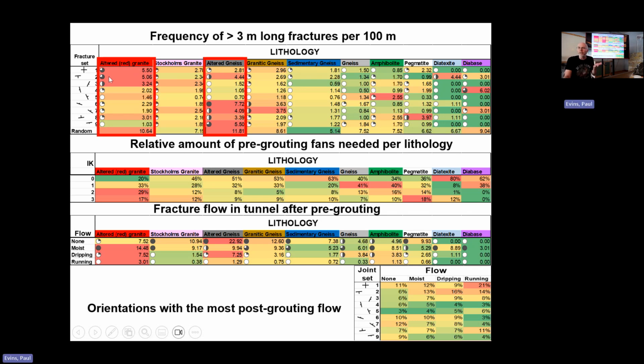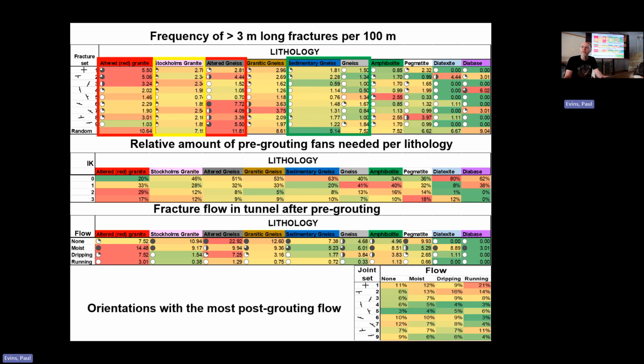That makes sense, because what is causing the alteration? It's this weakness zone, it's the shearing and things like that, and the hydrothermal alteration that's following the weakness zones. So that's not a huge surprise. What is a surprise, though, is that the Stockholm granite has a high fracture frequency of these longer fractures, not necessarily the smaller fractures, but the long, continuous fractures. Much higher, in fact, than the sedimentary gneiss and the gneiss. The granitic gneiss is also similar to the Stockholm granite, but the sedimentary gneiss and gneiss, which is a majority of the rock in Stockholm, has a much lower long fracture frequency.